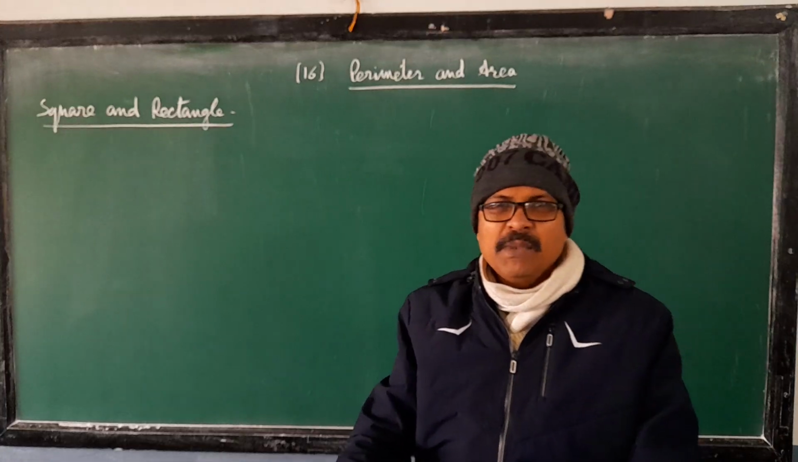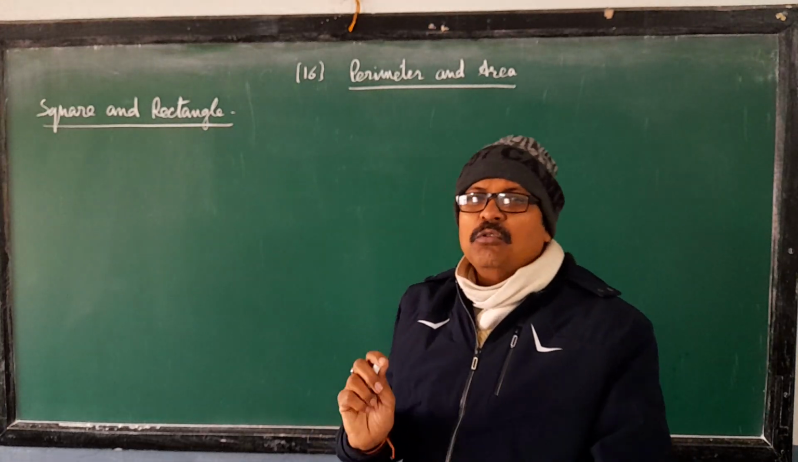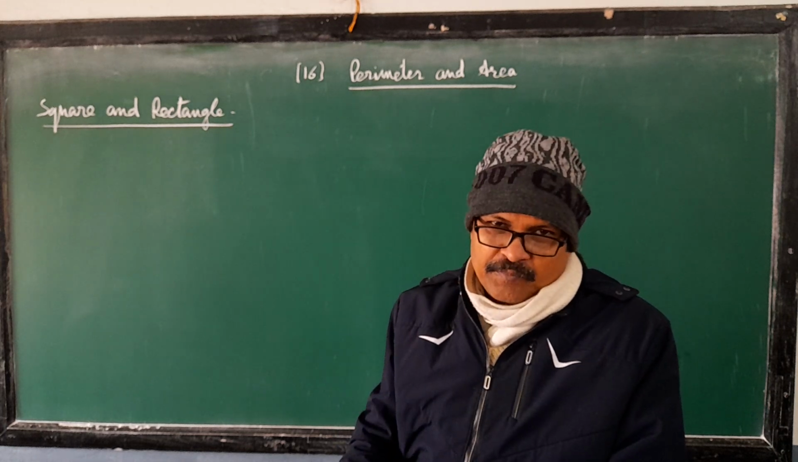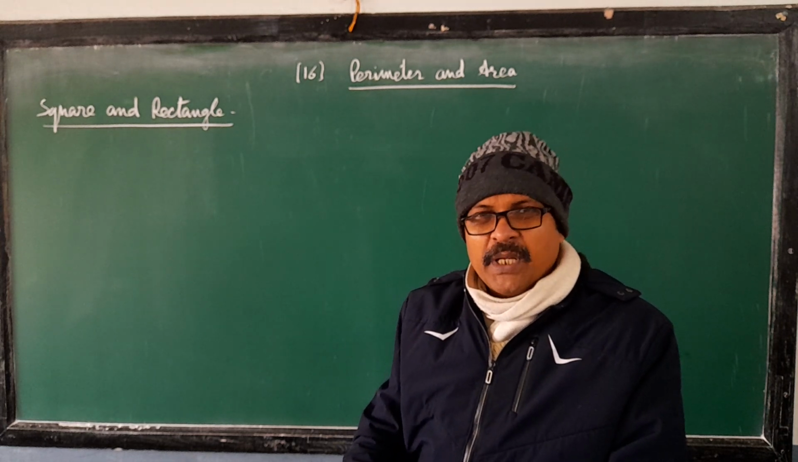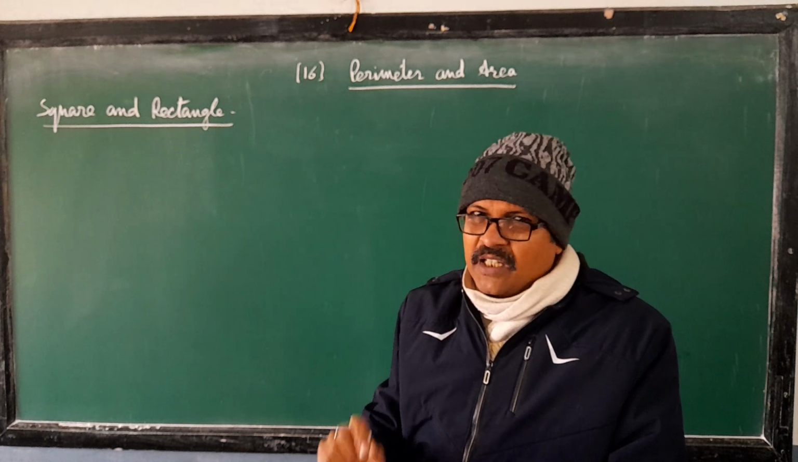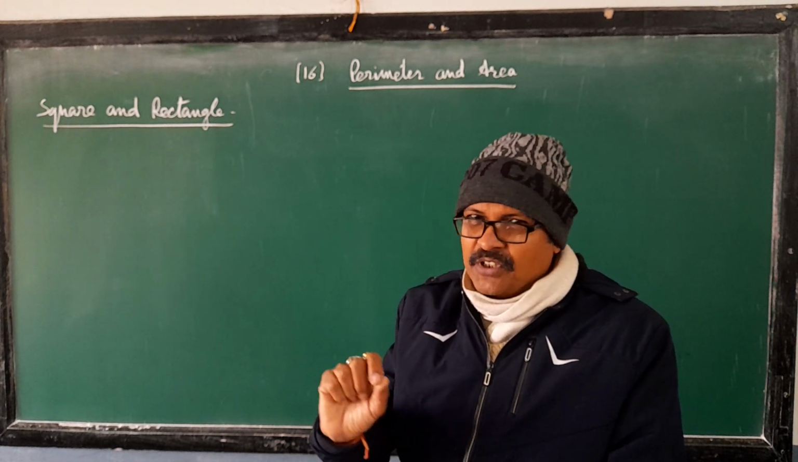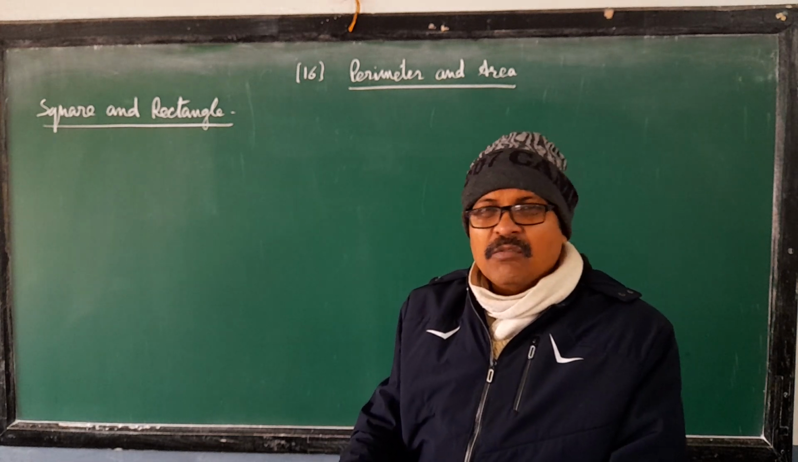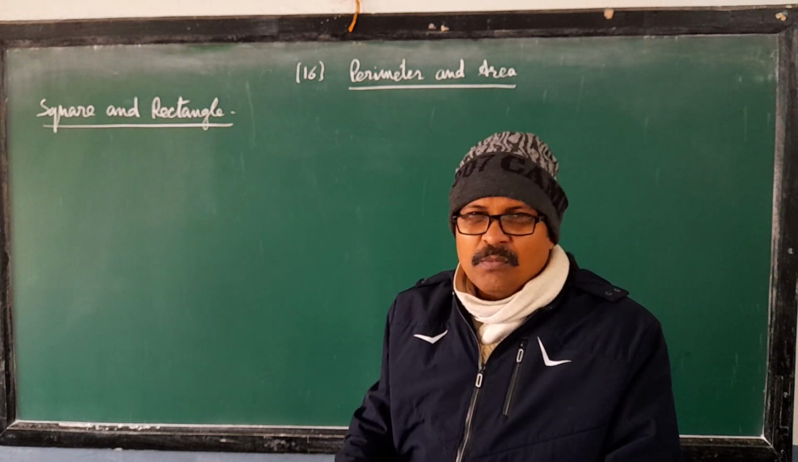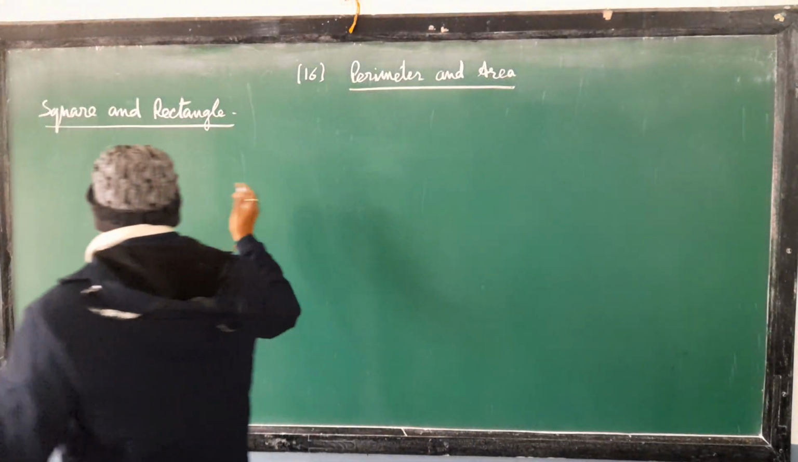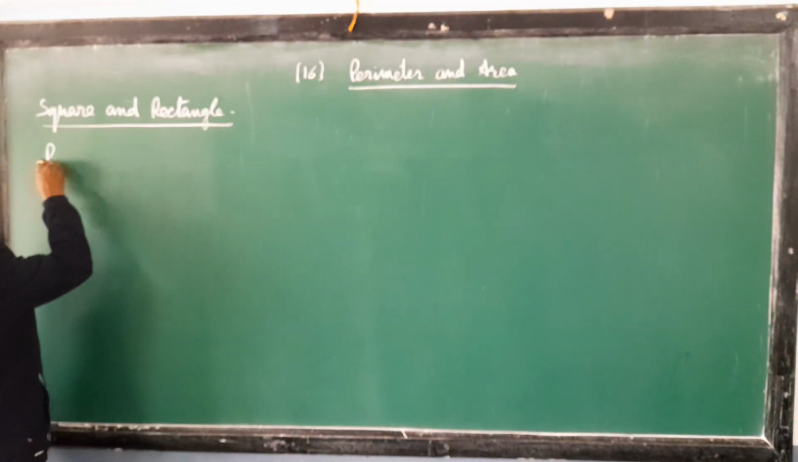So what is perimeter? Perimeter of a closed plane figure is the length of its boundary. And what is its measurement? How to measure it? We can measure it by some formula. So we can write perimeter.